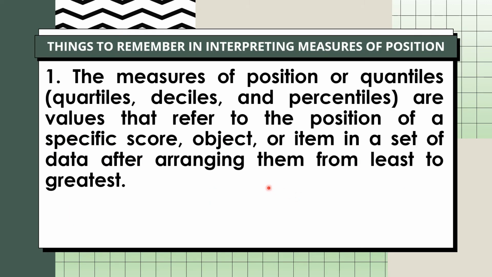Bago tayo mag-proceed sa mga marami pang examples, these are the things that we need to remember in interpreting measures of position. Una, the measures of position or quantiles. Again, yung measures of position can also be called quantiles. These are the quartiles, deciles, and percentiles, the values that refer to the position of a specific score, object, or item in a set of data after arranging them from least to greatest. So, do not forget yung pinakaunang step natin sa pag-solve ng ating measures of position or quantiles is to arrange the data from least to greatest.